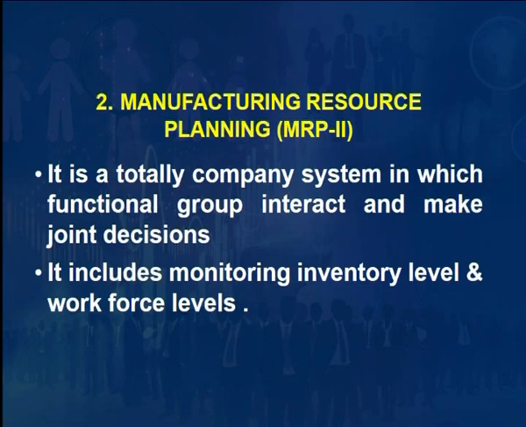Next slide we are seeing. It is a total company system in which functional groups interact and make joint decisions. It includes monitoring inventory levels and workforce levels. So basically, material requirement planning gives you the list of the materials required, whereas manufacturing resource planning gives you all the resources required for the production.